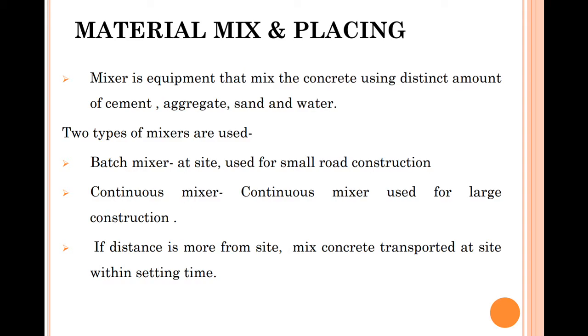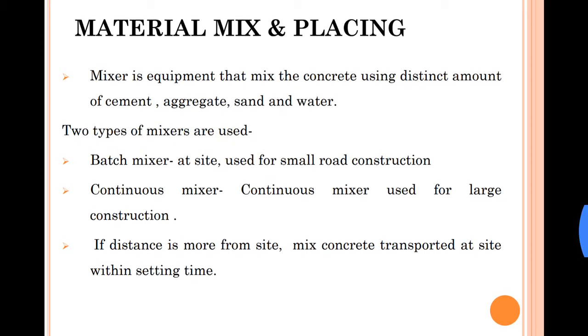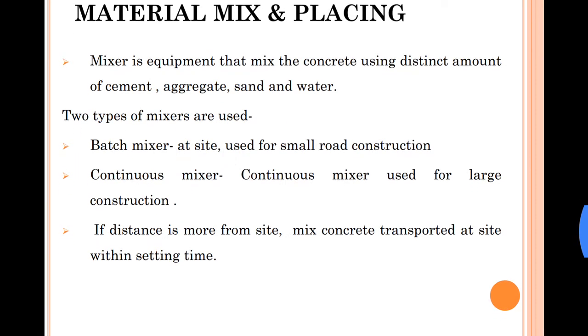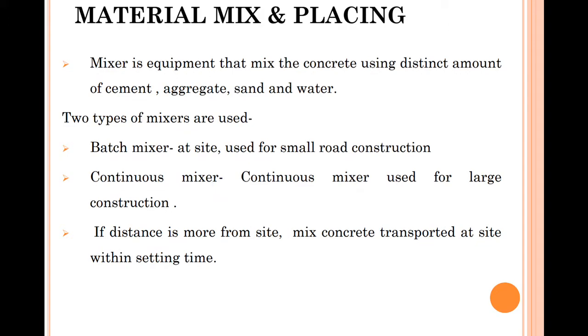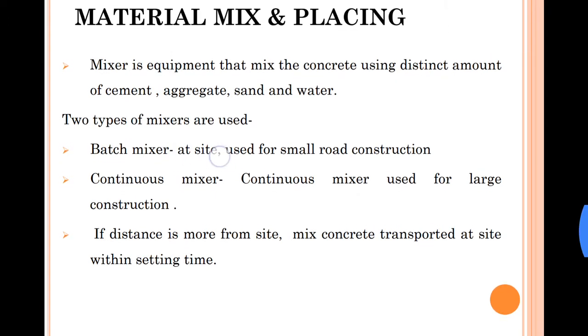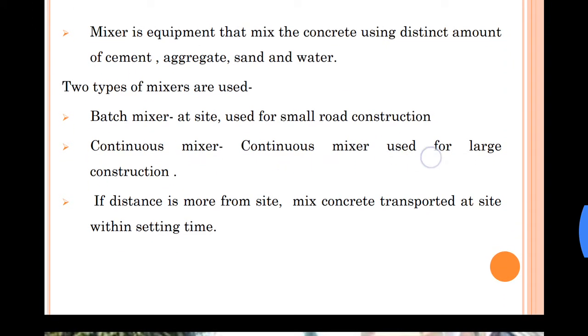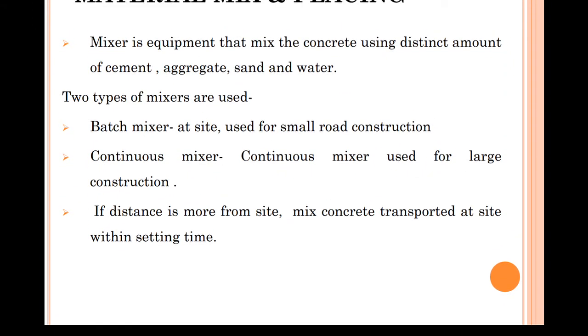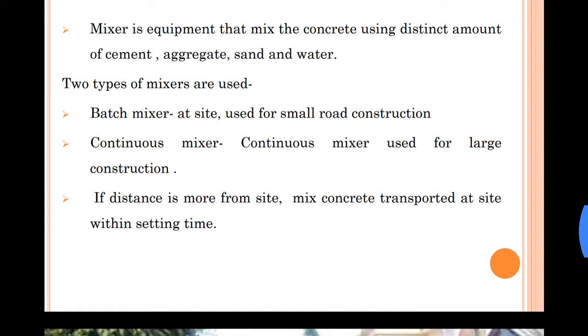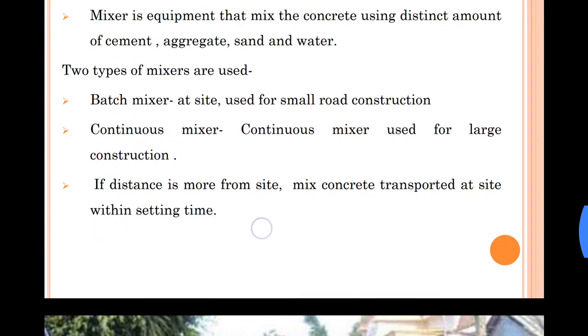Two types of mixers are used. It could be either a batch mixer or a continuous mixer. Batch mixer at site is used for small road construction, and continuous mixer is used for larger constructions. If the distance is more from the site, mixed concrete is transported to the site within the setting time.